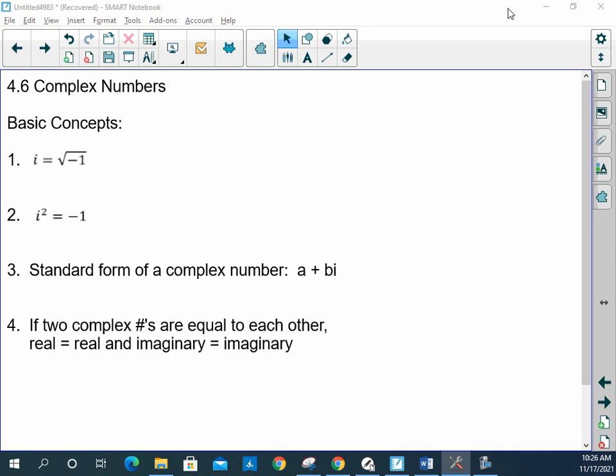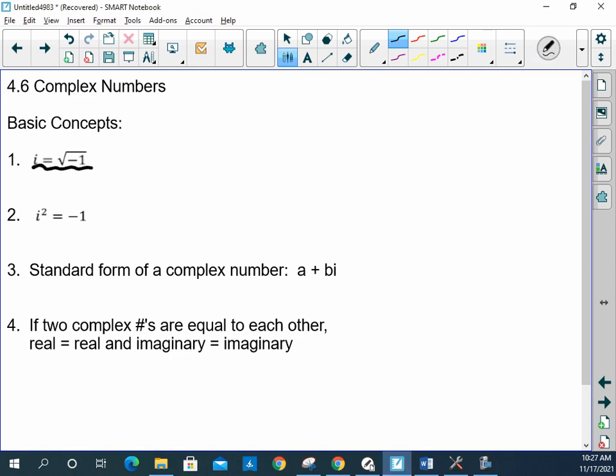So remember, the basic thing about a complex number comes from the idea that before Algebra 2 trig, you were probably told that you couldn't take the square root of a negative number. In higher level math, we can actually do that using the imaginary unit, i. So i is equal to the square root of -1. That's what allows us to take the square root of a negative number.